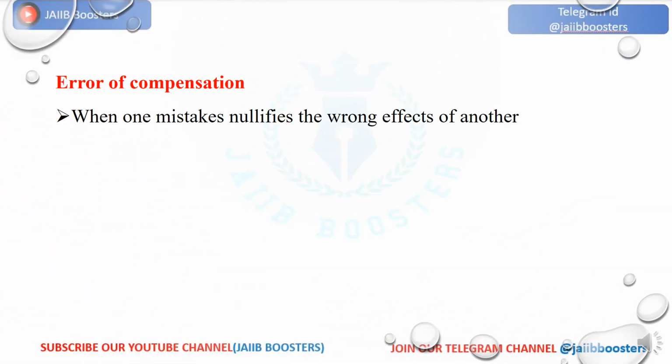What is next? Compensating error. This is when one mistake nullifies the wrong effects of another. Means if by mistake I have debited 500 in the sales account, and mistakenly I have done the same thing on the other side. If it is debited, I have done the same mistake on the credit side, which nullifies both, right? That is when one mistake nullifies the wrong effects of another. Okay, next one.